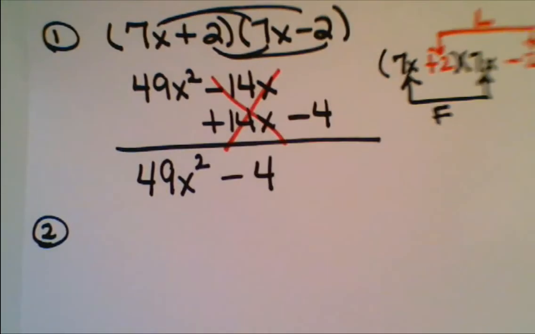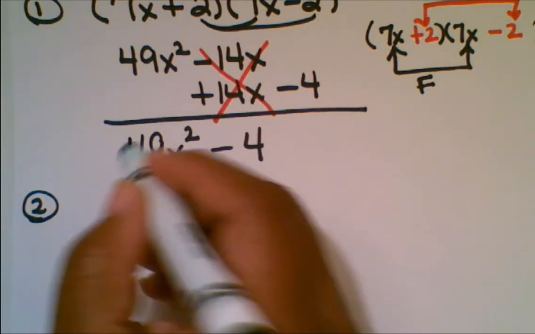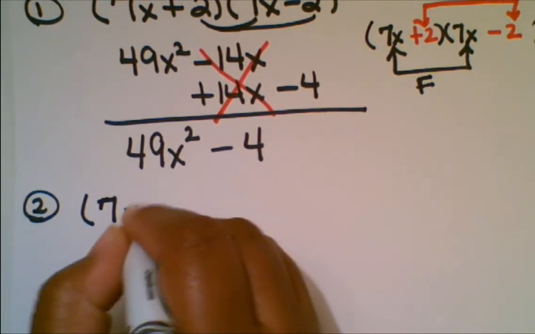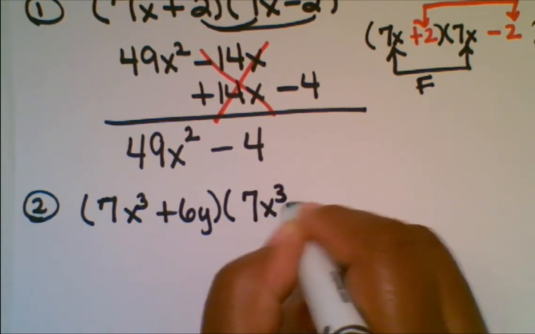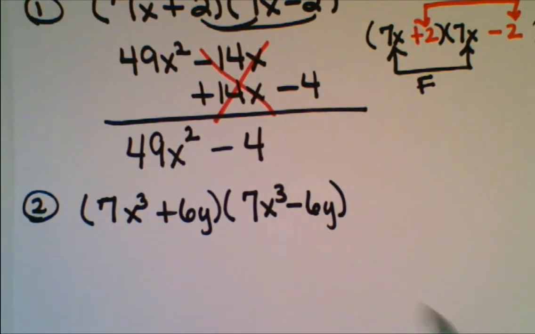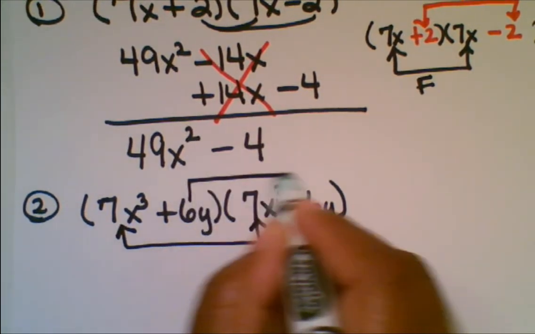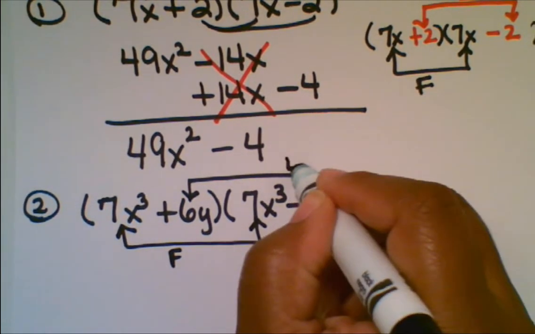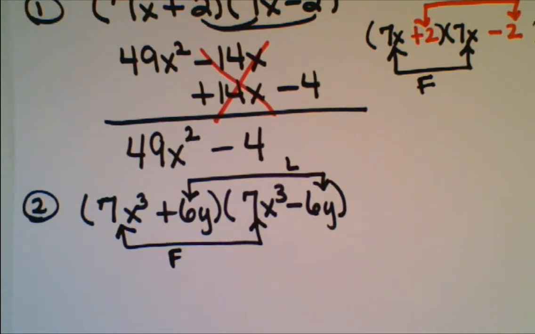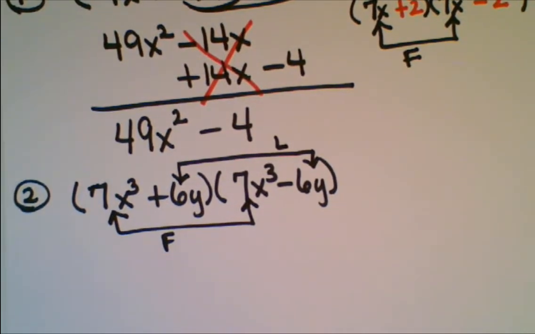Last example, we have 7x cubed plus 6y times 7x cubed minus 6y. Now, I know that because the first terms match exactly, and the last terms are opposites of each other, I can multiply just those two to come up with the binomial as the answer. But I still want to show you when you FOIL that the outer and inner terms are going to cancel out. Okay, so here we go.